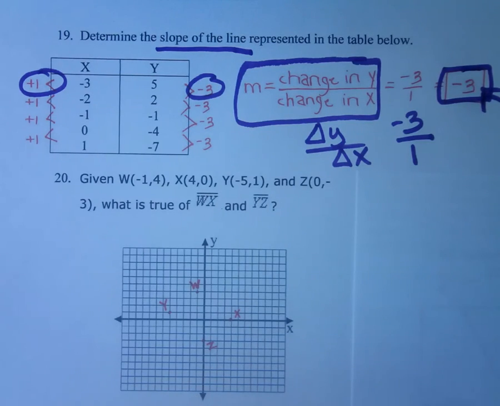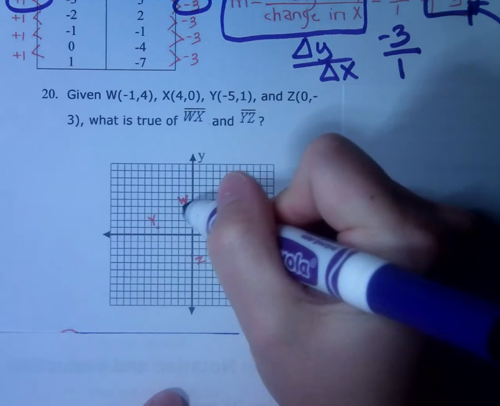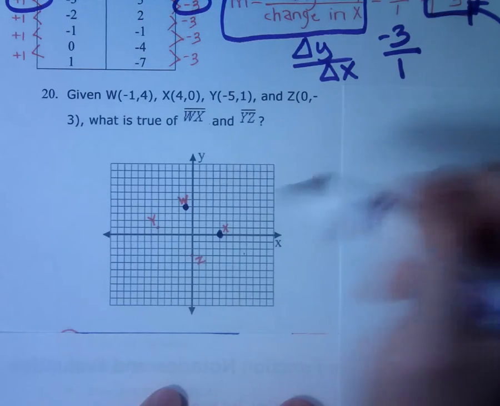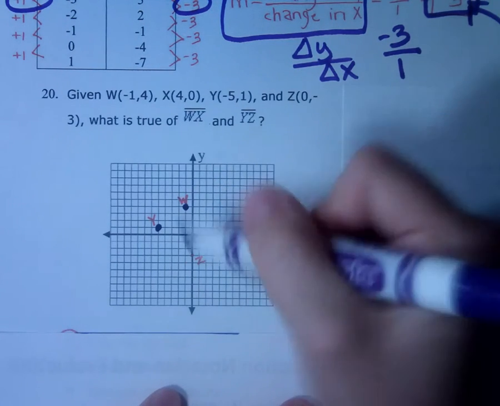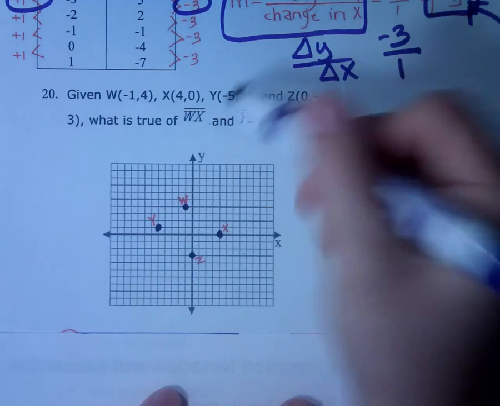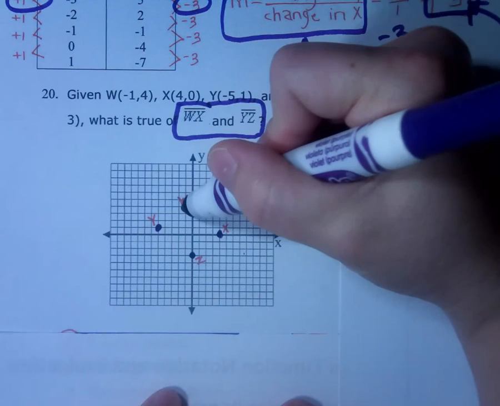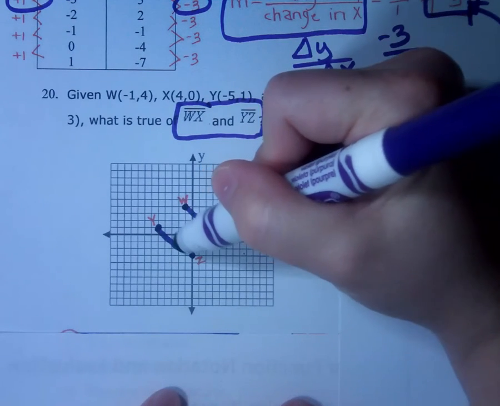20 says we're given W is negative 1, 4. We're given that X is 4, 0. We're given that Y is negative 5, 1. And we're given that Z is 0, negative 3. And they want to know what's true about segment WX and segment YZ.